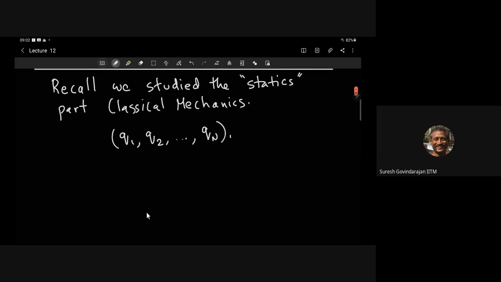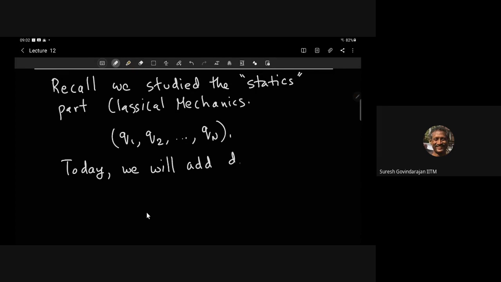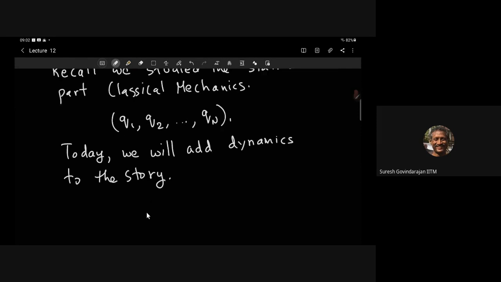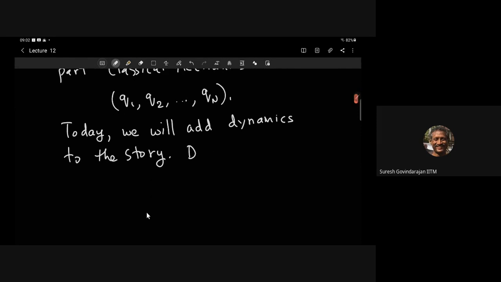Okay, so today we will add dynamics to the story. Okay, so dynamics is time. So from our viewpoint, when I use the word dynamics, it means time evolution.